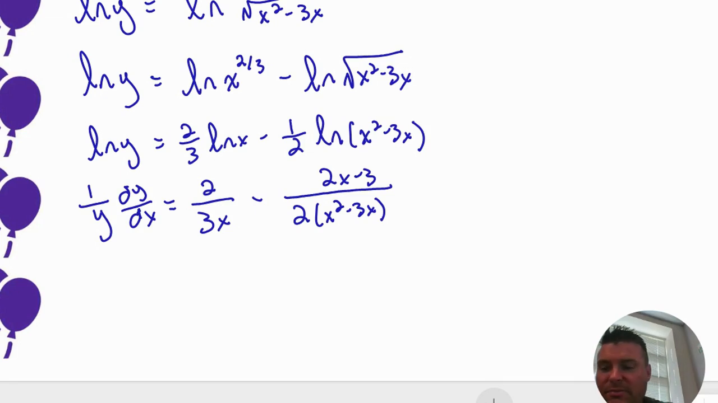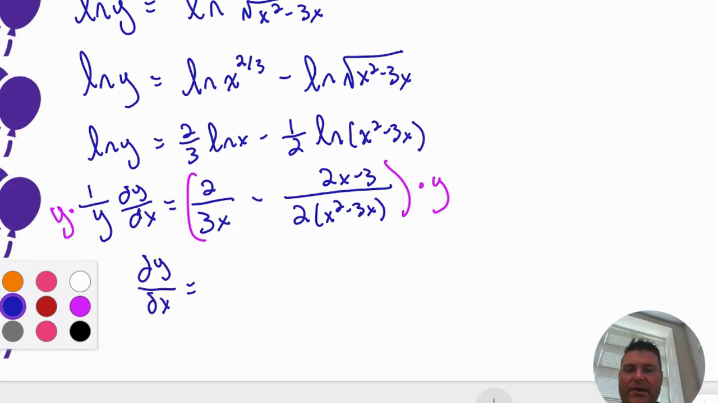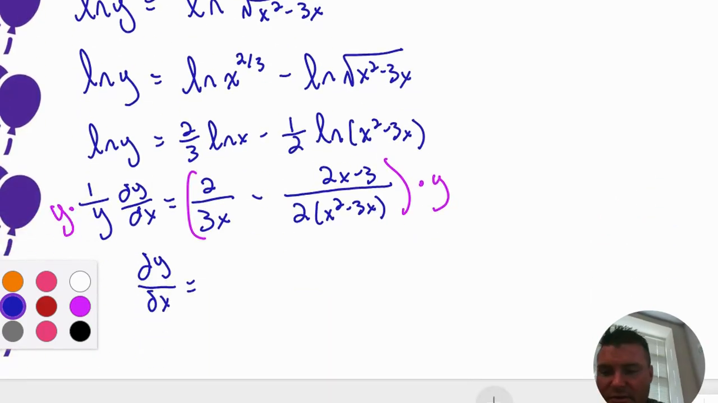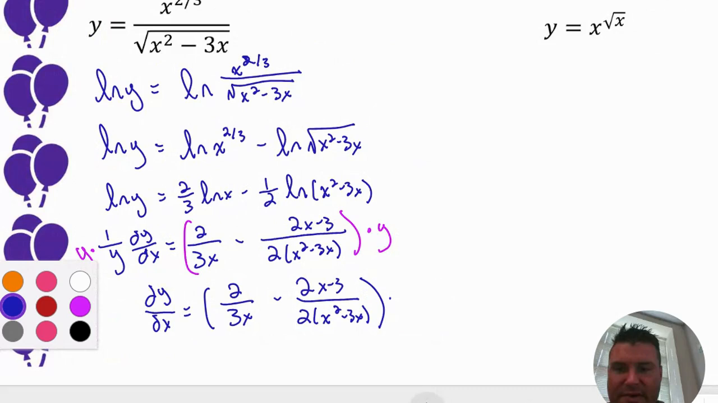And now all I'm going to do is multiply both sides by y. So I'm going to take this, multiply this by y, and I'm going to just copy down my y value as I rewrite this. So this final answer is going to be 2 over 3x minus 2x minus 3 all over 2, you don't need to expand, you don't need to distribute this at all, times y, which is, and I do have it above there, I'll zoom out so you can all see that, x to the 2/3 all over square root of x squared minus 3x.